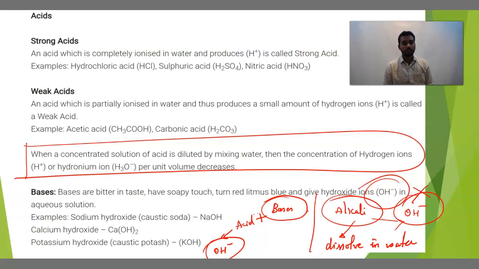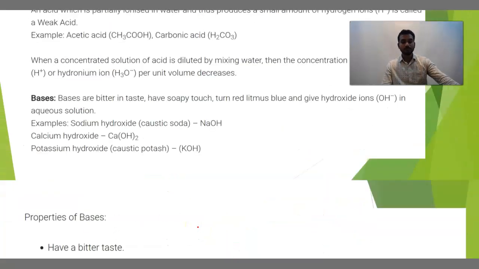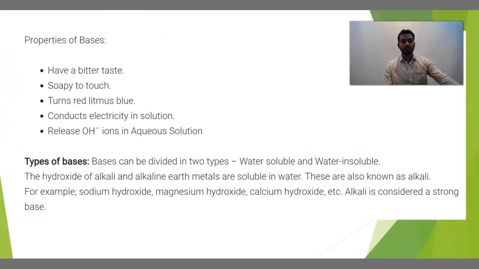Example, sodium hydroxide, that is called caustic soda. Calcium hydroxide. Potassium hydroxide, that is nothing but caustic potash. Done. Properties of bases: bitter in taste, as I said, soapy to touch, turn red litmus to blue, conduct electricity in a solution. Bases anyhow are going to conduct electricity in solution.